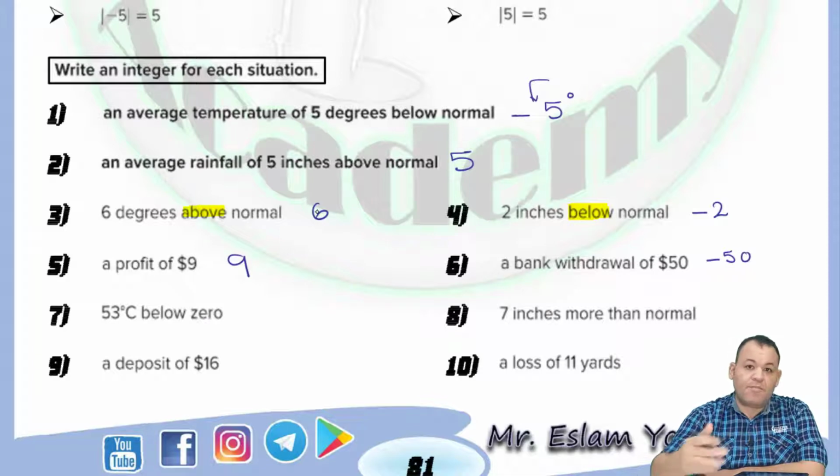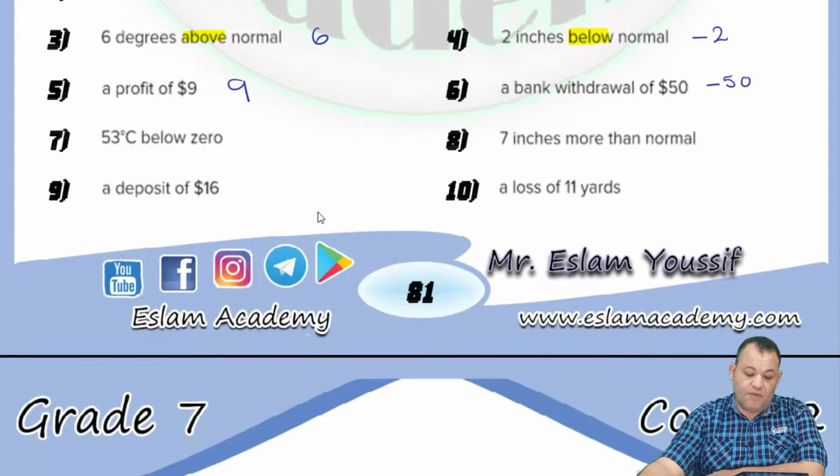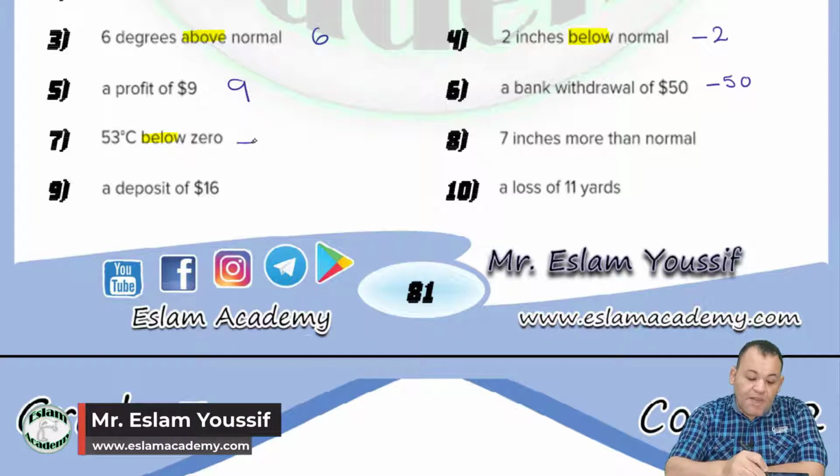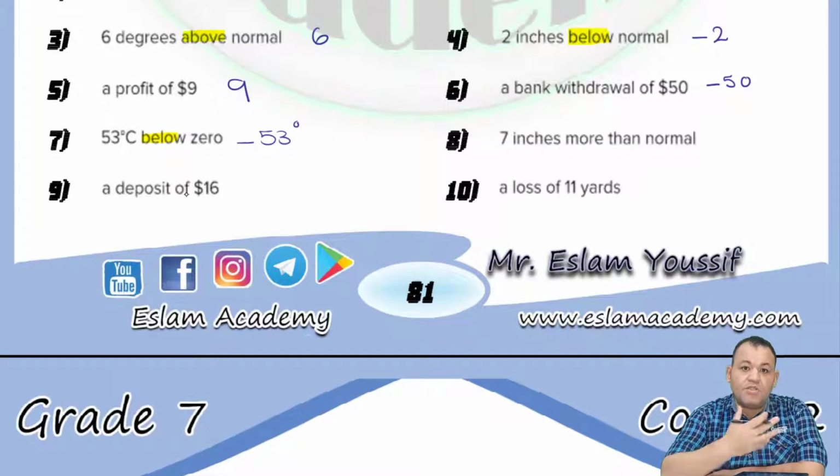But when you deposit an amount at the bank, it means a positive value. Now we have 53 degrees below 0. Because we have the word below, it will be negative 53 degrees. And for question number 9, deposit $16. When you deposit $16, you add $16 to your account. Because you add, your account increased by 16, so it will be positive 16.